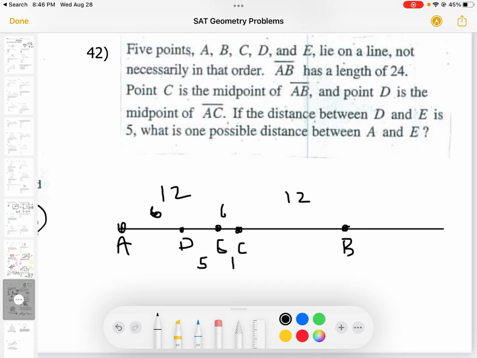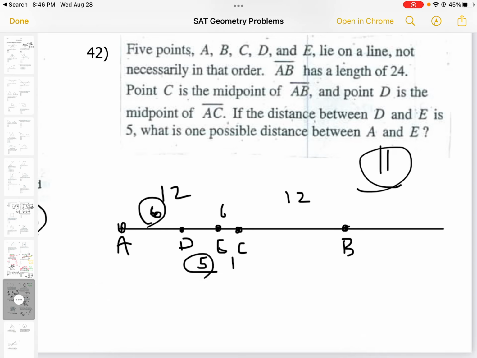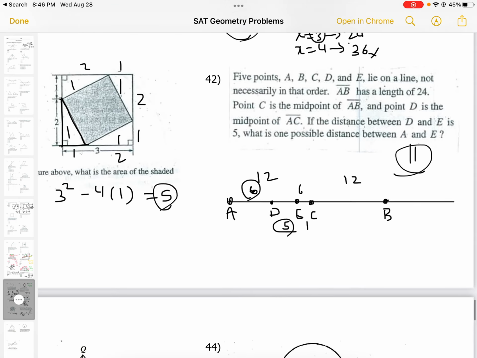Here, in this case, the distance between A and E is just 6 plus 5. That's 11. But if E was on the other side of D, so if E was right here, then the distance between A and E would only be 1. So the answer is either 11 or 1, depending on where you put E. Yeah, and that's question 42.